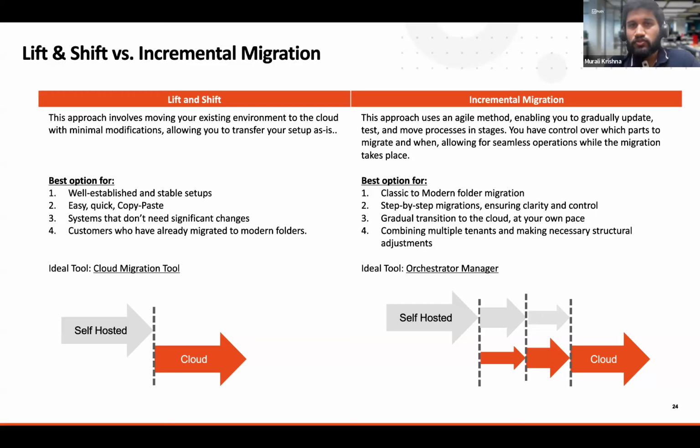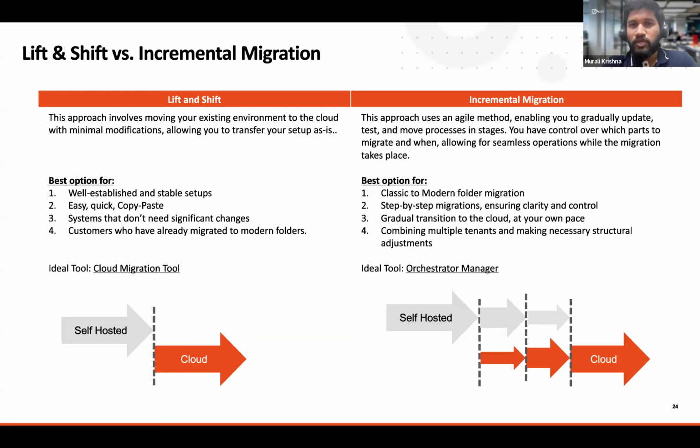And this is suited for when the customer is on classic folders in an on-premises environment and wants to go to modern folders. This is best suited for that migration process, because the UiPath Cloud Migration Tool doesn't support this approach. We can get the classic data, change the data to modern folder entities, and shift the data to modern folders in the automation cloud.